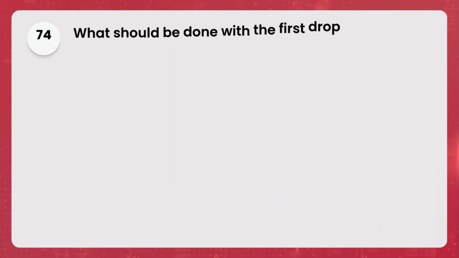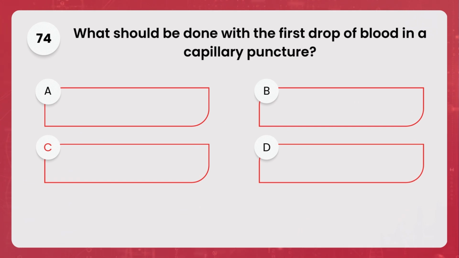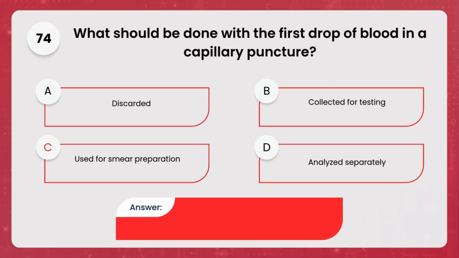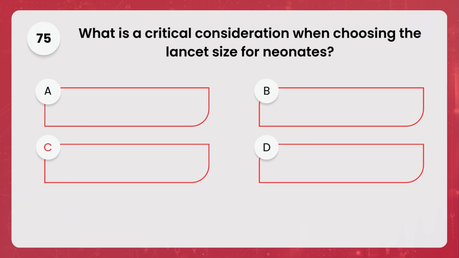Number 74. What should be done with the first drop of blood in a capillary puncture? A. Discarded, B. Collected for testing, C. Used for smear preparation, or D. Analyzed separately? The answer is A. Discarded.